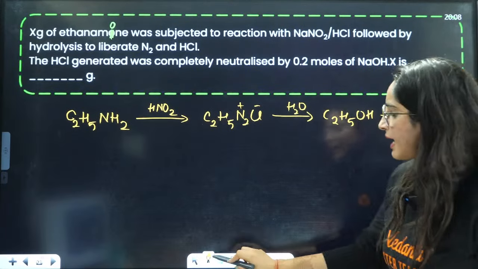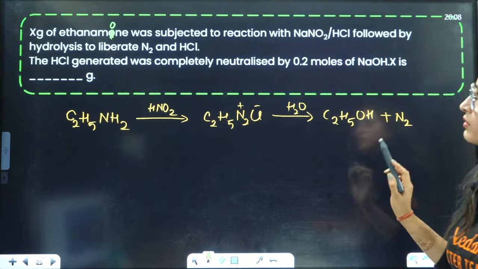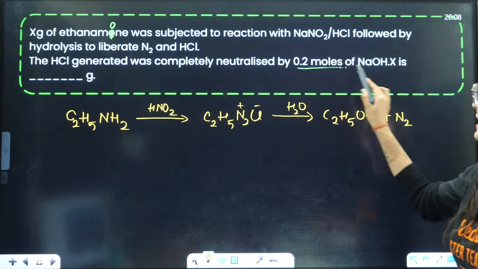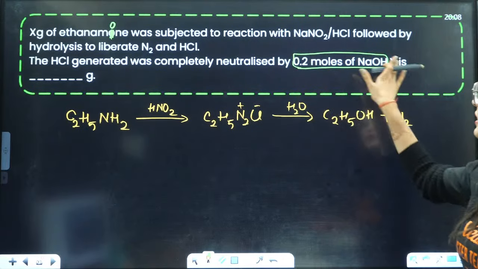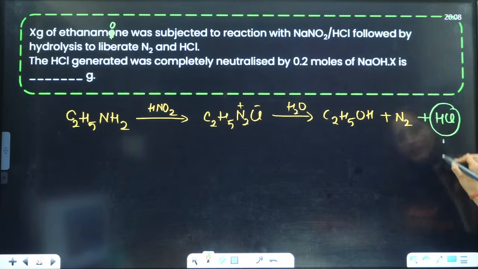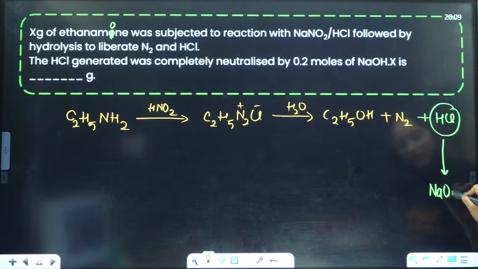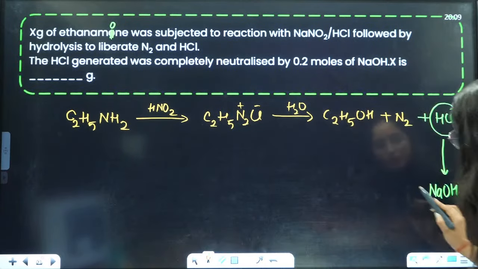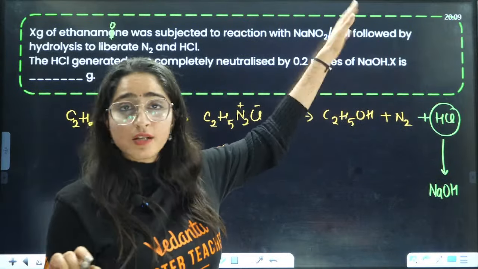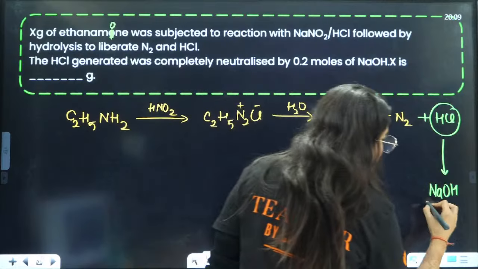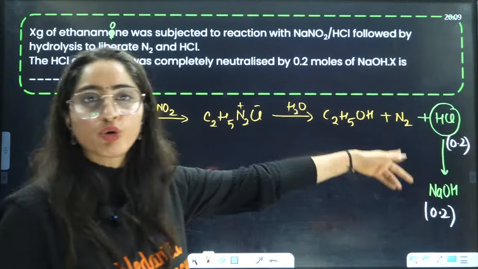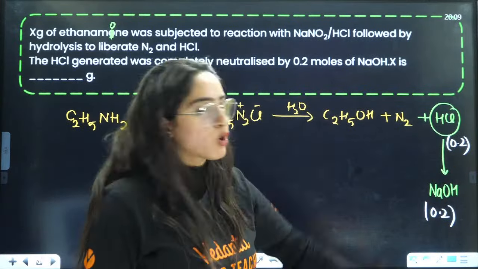Now they are saying that the HCl generated was completely neutralized by this much NaOH, right? So HCl will be generated here. They are saying this is completely neutralized by NaOH. That means it's just that the way of asking the question is different, right? The last line is different. This is where students will get confused. If this is 0.2 mole, then this also should be 0.2, because the same amount should neutralize each other. If this is 0.2, this should also be 0.2.